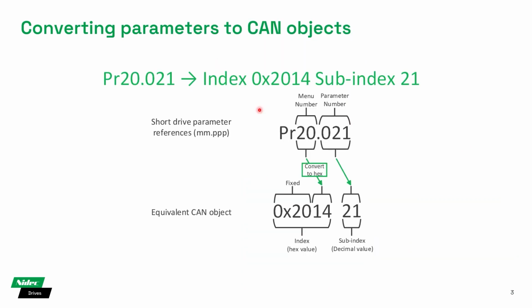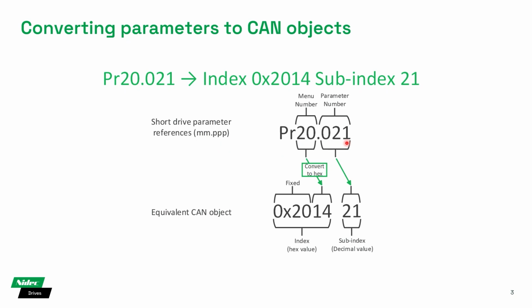So when you're dealing with PDO mapping or SDO mapping, the data that you would like to get has to be specified in the format of a CAN object, and CAN objects have an index value and a sub-index value. But drive parameters, when you're trying to get hold of information like position, are in the format menu and parameter. So here's an example. We've got menu 20 and then parameter 21.